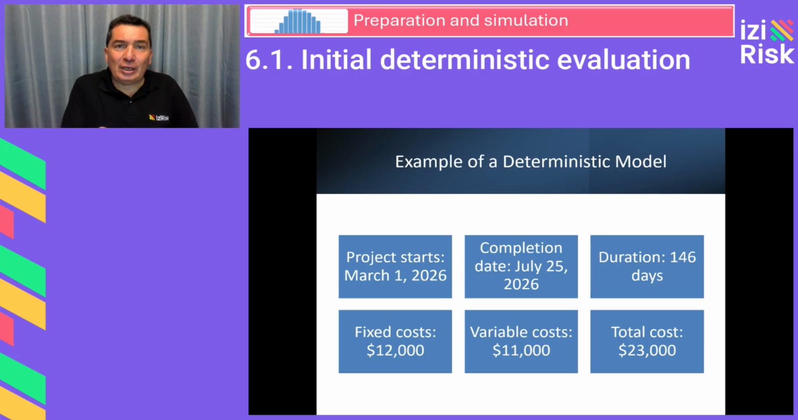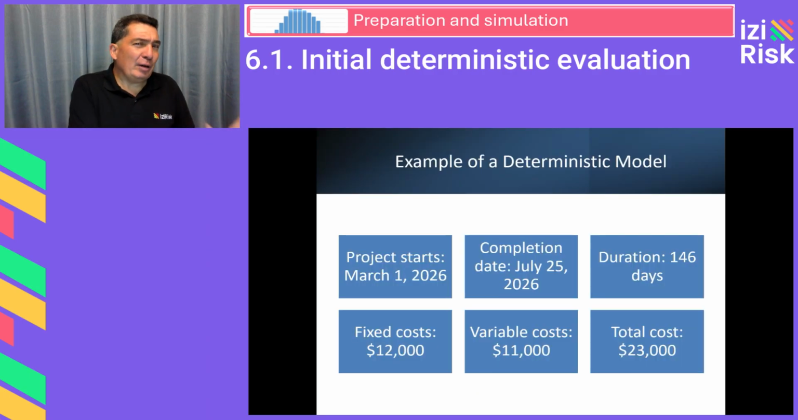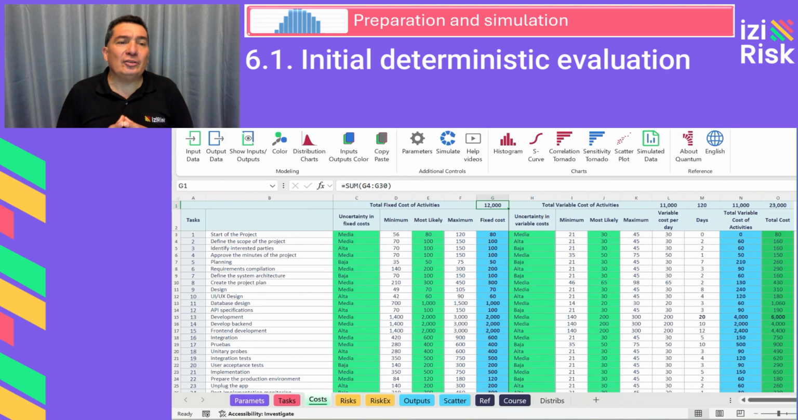For example, a project with a deterministic model, let's assume that the project starts on March 1st, 2026. This is on cell D2 in the tasks sheet. The estimated results without uncertainty: completion date, July 25th, 2026. Cell E2. Project duration, 146 days. Cell F1. Now we go to estimated costs. The fixed cost is in cell G1, $12,000. Variable costs, $11,000 on cell N1. Total project cost, $23,000 on cell O1.